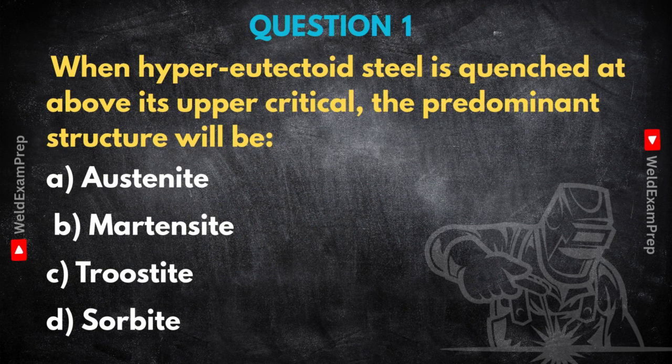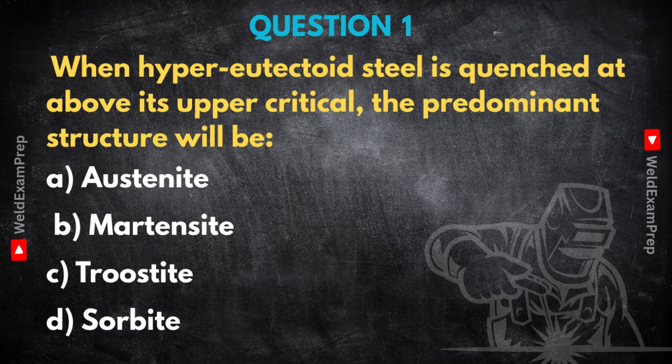Okay, wow. Hypereutectoid, quenched, upper critical. That sounds like a bit of a mouthful, doesn't it? Lots of specific terms there. What's actually going on? It does sound complex, but let's unpack it. So first, hypereutectoid steel. That just means steel with a carbon content higher than about 0.77%. That extra carbon is key to how it reacts. Then quenching. That's simply rapid cooling. Think plunging hot metal into cold water or oil very fast.